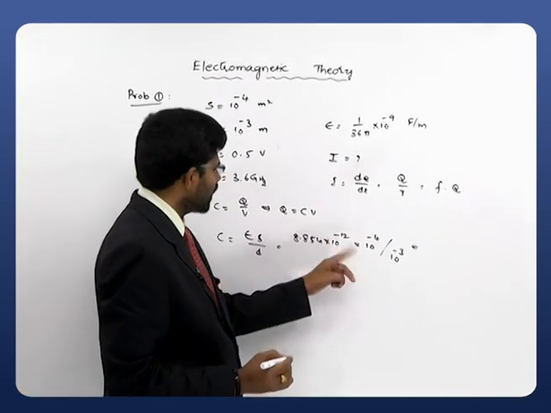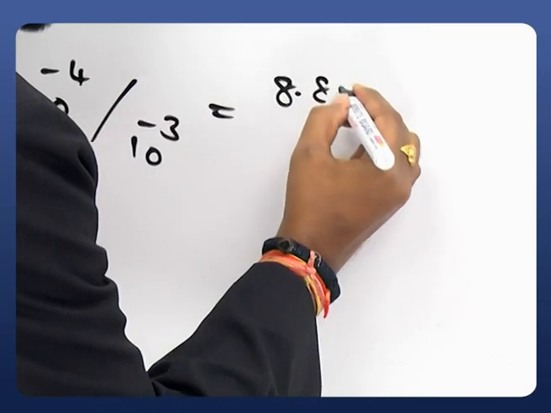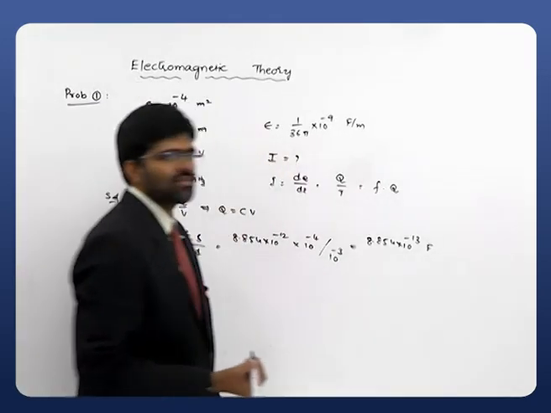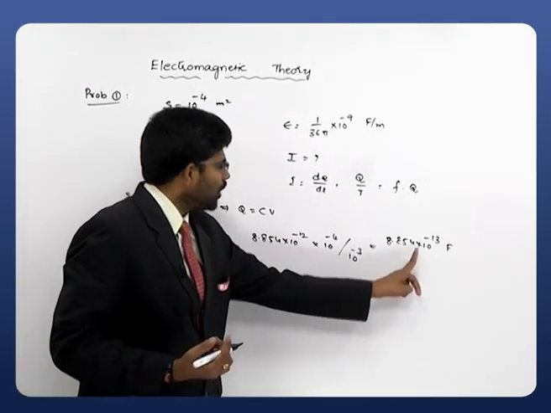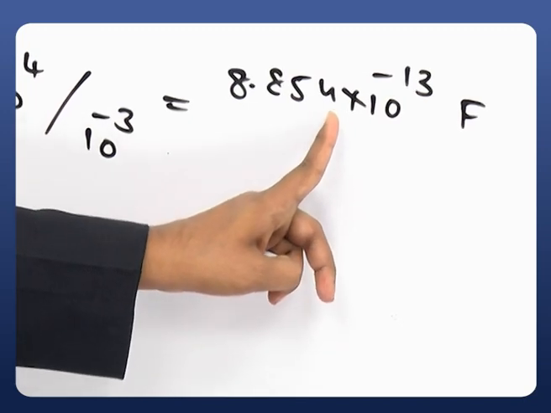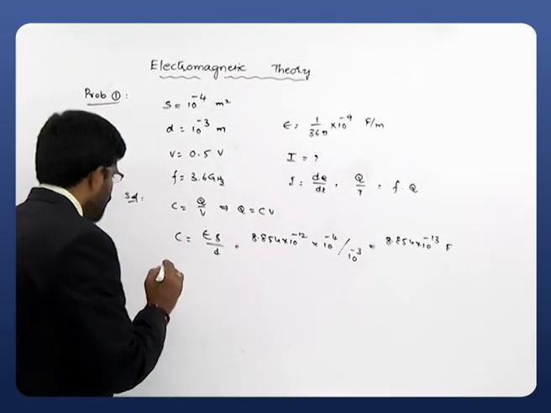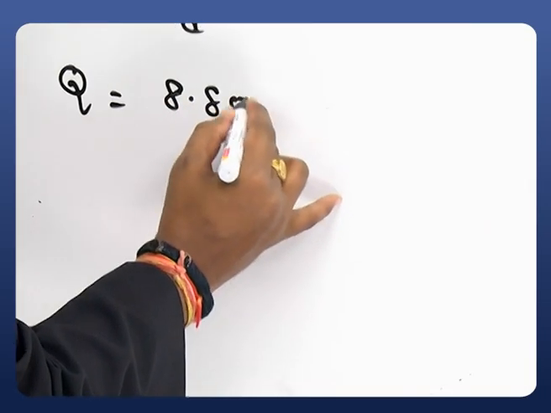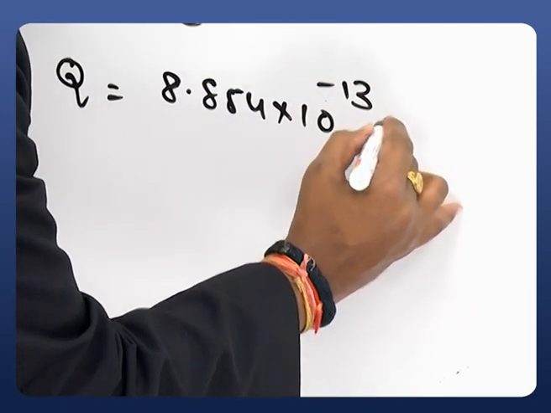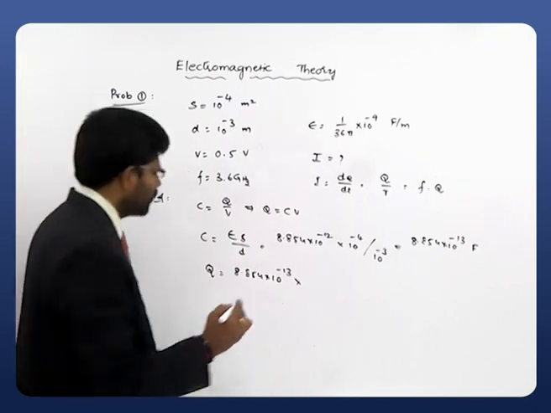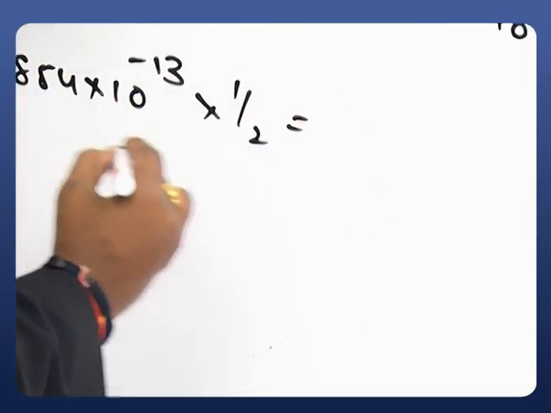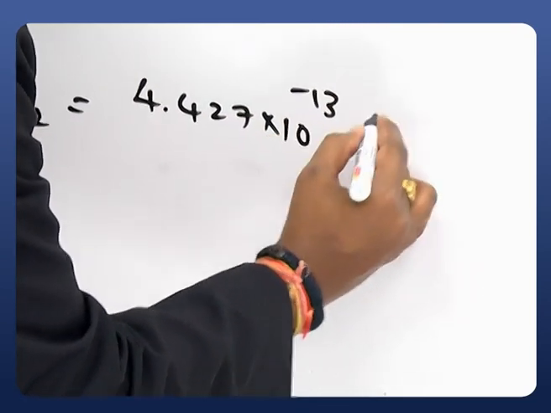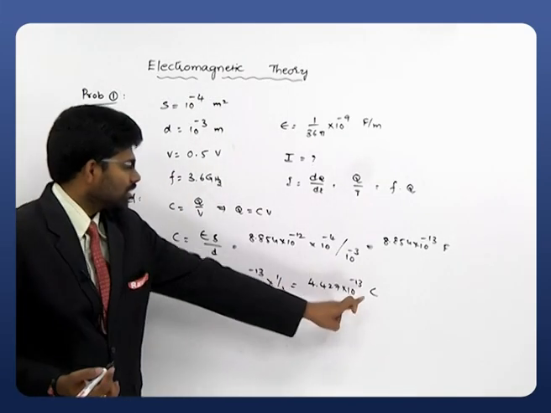After simplification, we get 8.854 into 10 power minus 13 farads. This is the value of our capacitance. Now we have to multiply this capacitance with the potential given to us. Therefore, Q is equal to 8.854 into 10 power minus 13 multiplied with the potential. Potential is 0.5, that is 1 by 2. So this is equal to 4.427 into 10 power minus 13 coulombs. Since we are calculating the charge, it is coulomb.